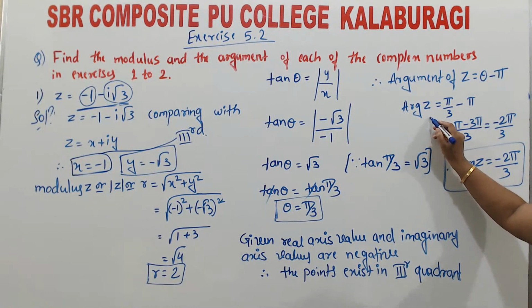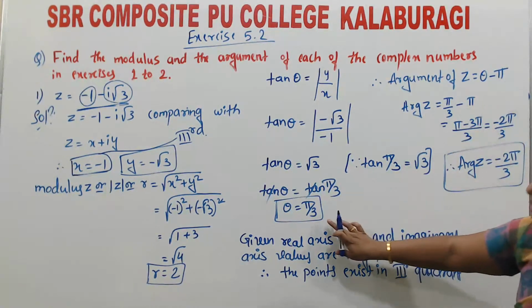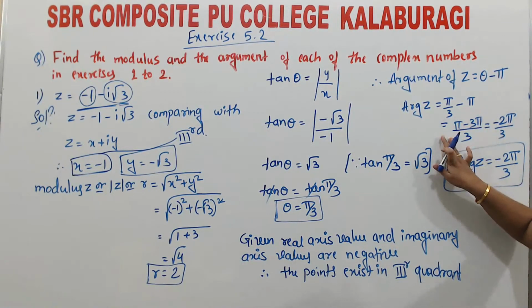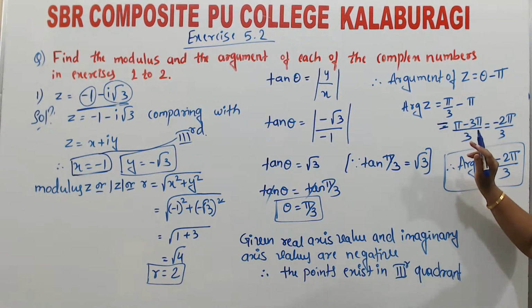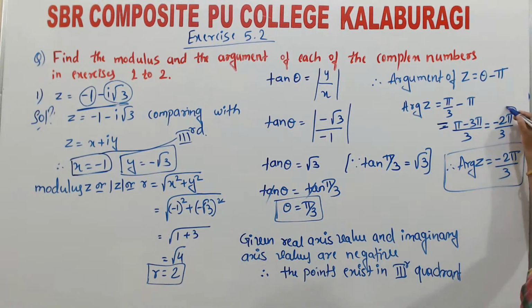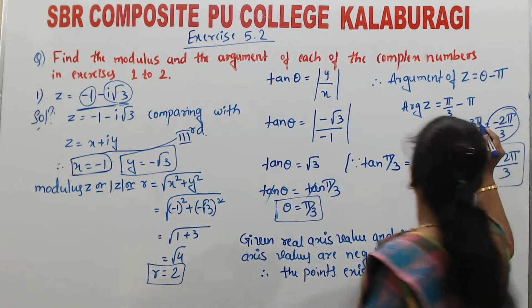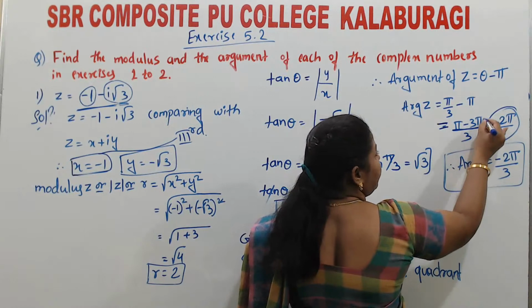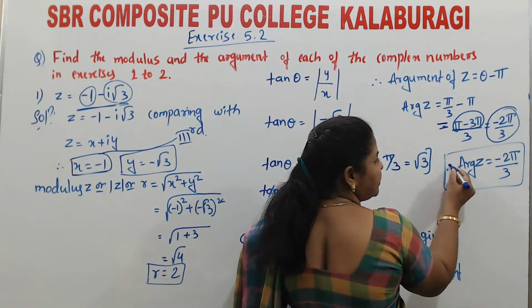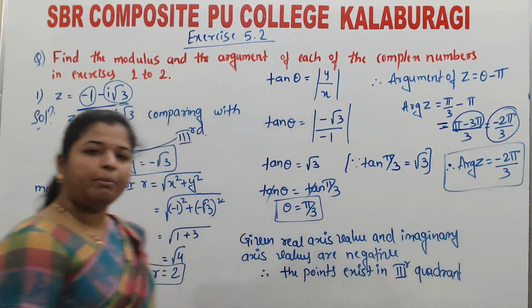Then argument of z is equal to, put the value of theta. What is our value of theta? Theta value is pi by 3. Pi by 3 minus pi. Therefore, which is equal to, take 3 as LCM term, then pi minus 3 pi by 3. Therefore, minus 3 pi plus pi is equal to minus 2 pi by 3. Therefore, argument of z is equal to minus 2 pi by 3.